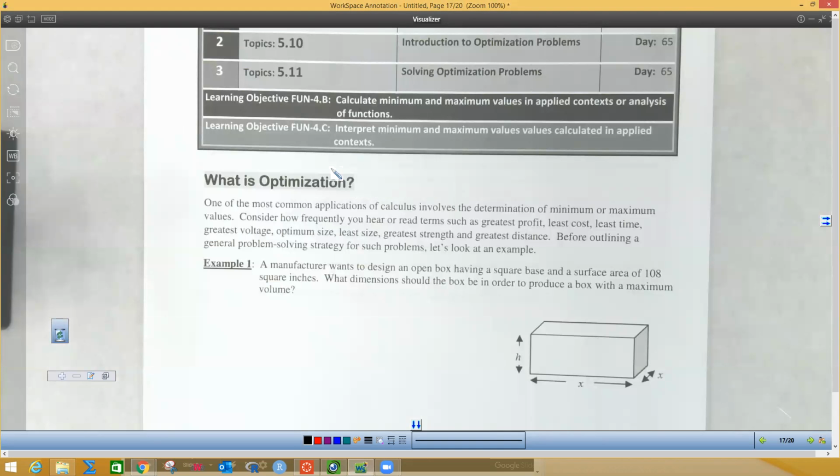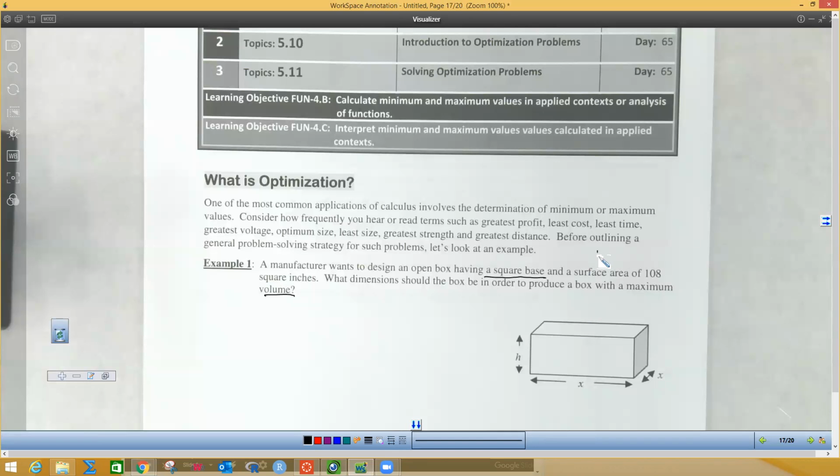All right, so what is optimization? It tells you this is one of the most common uses of calculus, to optimize your product. So we have a manufacturer who wants to design an open box having a square base and a surface area of 108 square inches. In other words, we know the surface area, and we want to know what dimensions the box should have in order to produce a box with maximum volume.